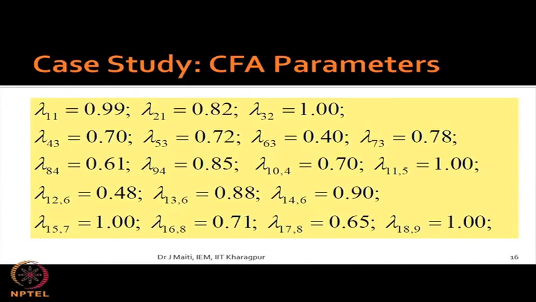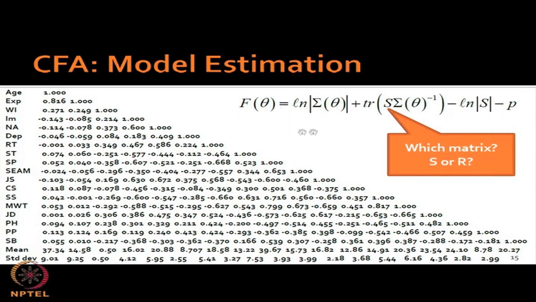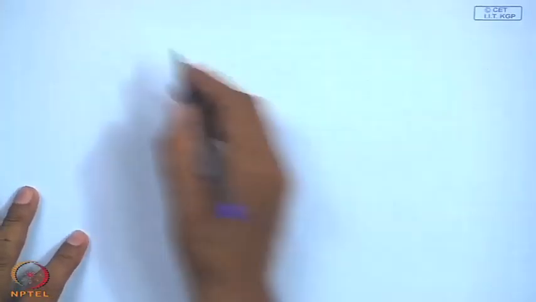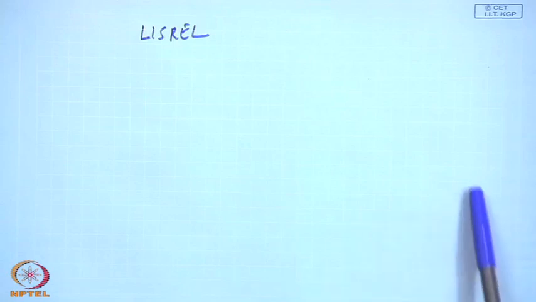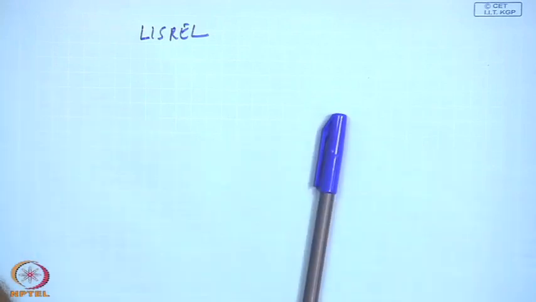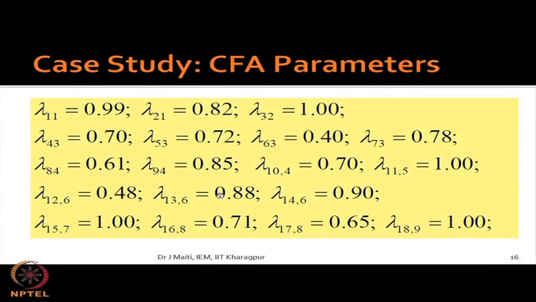Now, definitely f theta is the function which is to be minimized, and we have used LISREL software in this case, LISREL, linear structural relations. So, this software we used, and ultimately these are all the parameters which are estimated.